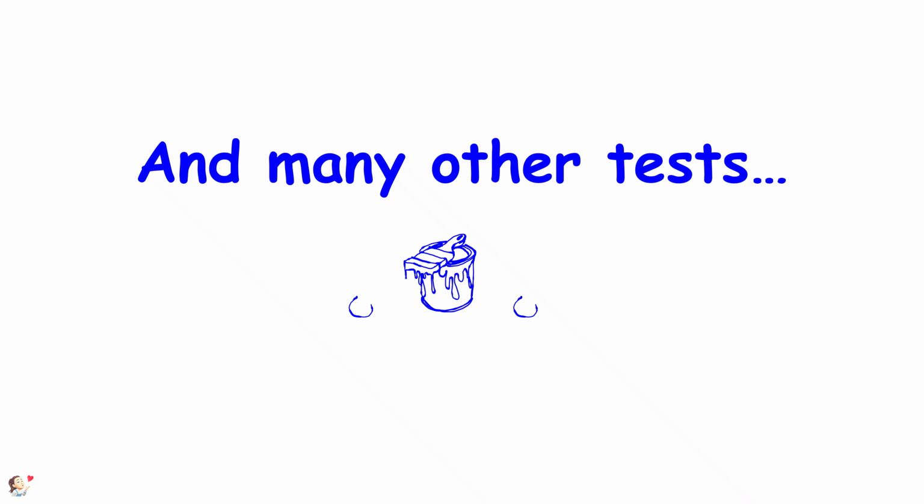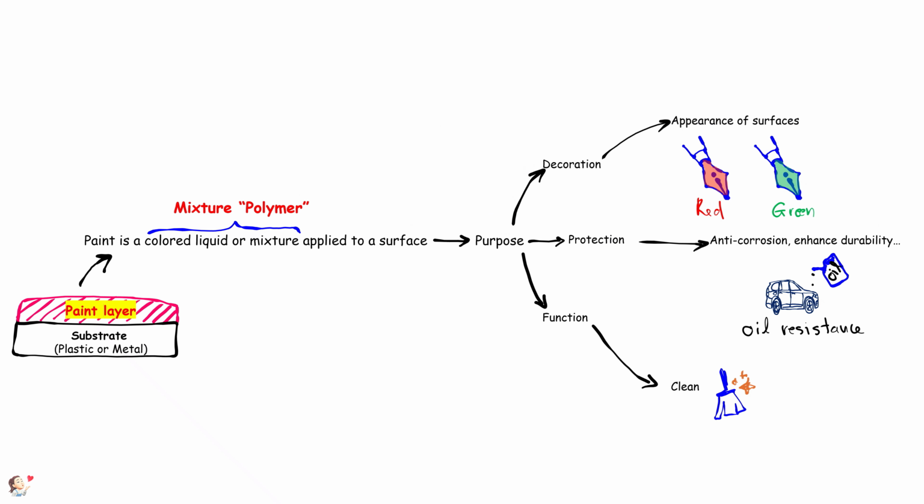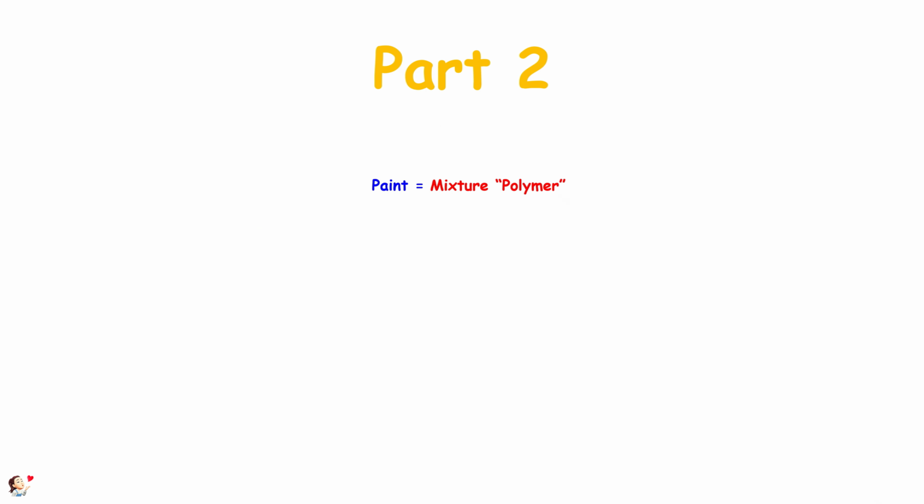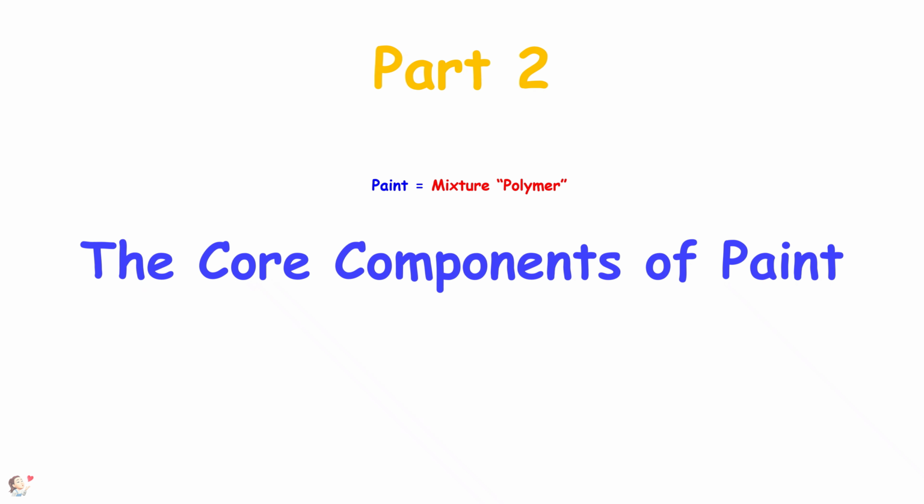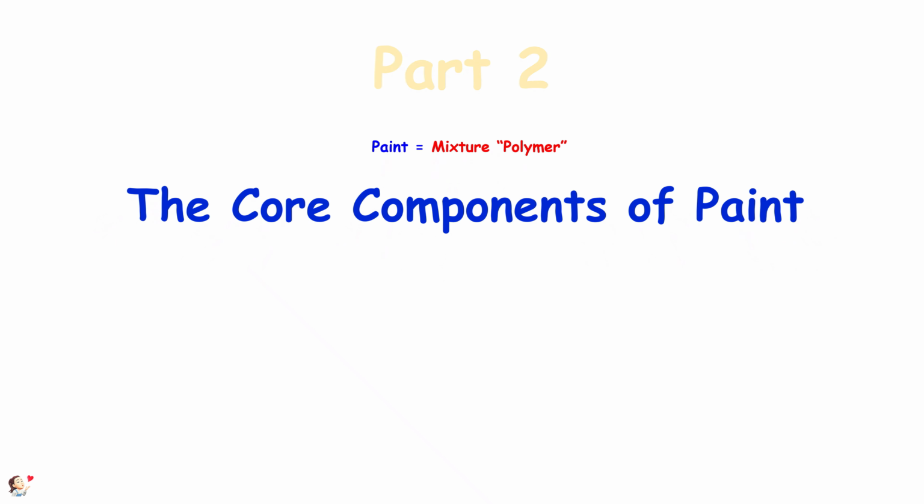A typical example is that a product sold in the USA might be tested at minus 10 degrees Celsius, while in Vietnam it might be tested at plus 10 degrees Celsius. Why? Because in Vietnam, there is no snowfall, no sub-zero temperatures. Now I have a question. If paint is a polymer mixture, what exactly is inside it? This is where we come to part 2, the core components of paint.